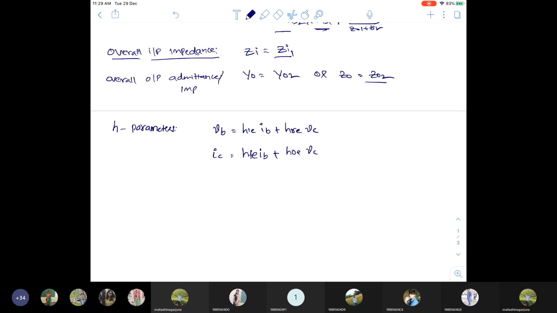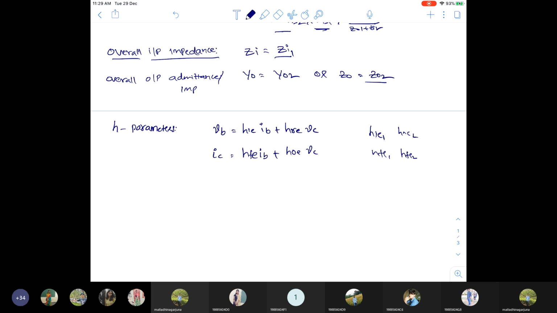Here we are not going to add a suffix for the H parameters. You need not write HIE1, HIE2, HFE1, HFE2. Why? Because both are similar, the same type of CE amplifiers. So the H parameters of the first stage and the second stage will be the same. For that reason you need not separate them by mentioning the suffix 1 and 2. Simply you can write HIE, HRE, HFE, HOE for the first stage as well as the second stage.